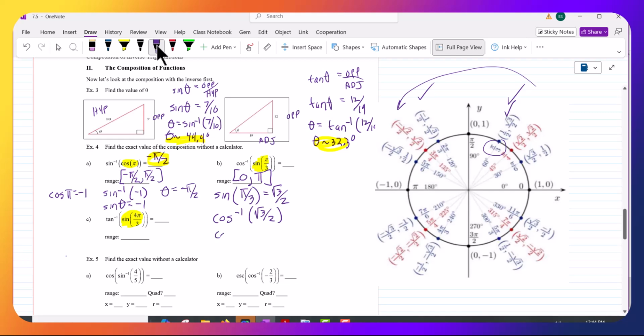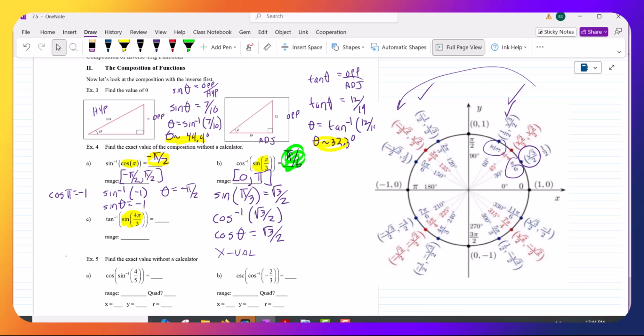And what this really means is the cosine of theta equals square root of 3/2. So remember, the cosine is an x value. So we need to look from 0 to pi and figure out where x is square root of 3/2. That happens right here. So that happens at the angle pi/6. So that would be the answer to that problem. Okay, just make sure that you're within that range.